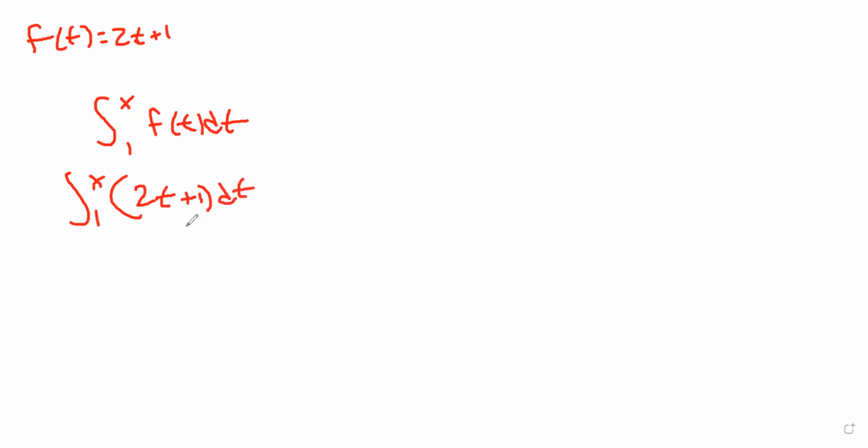So if I take the antiderivative of 2t, you guys should know it's t squared. And then the antiderivative of 1 is just going to be t. Don't worry about the plus c because we're doing a definite integral.